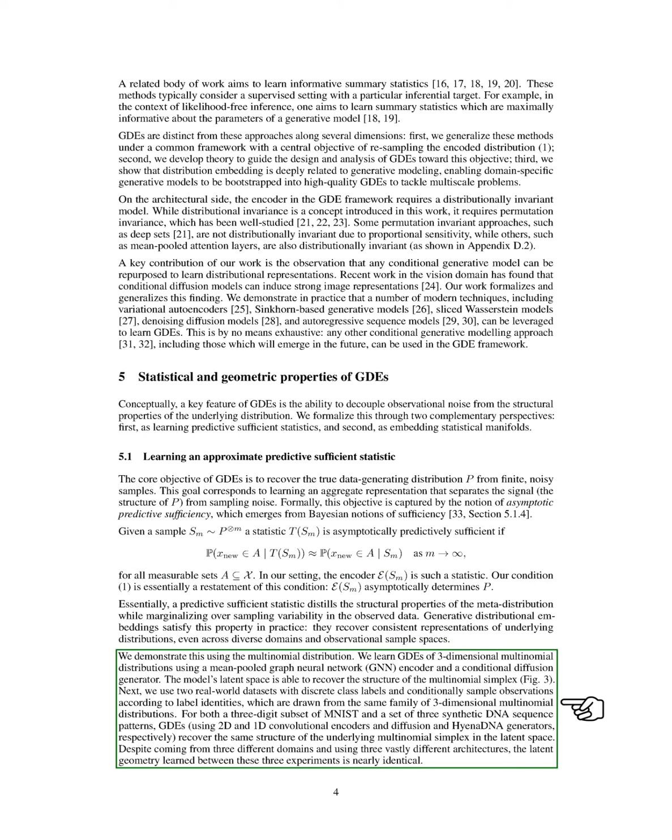We demonstrate this with the multinomial distribution, where we learn GDEs for three-dimensional multinomial distributions using a graph neural network encoder and a conditional diffusion generator. The latent space we create captures the structure of the multinomial simplex. We also apply this to real-world datasets with discrete class labels, such as a subset of MNIST and synthetic DNA sequences. In both cases, we find that GDEs recover the same underlying structure in the latent space, despite using different domains and architectures.